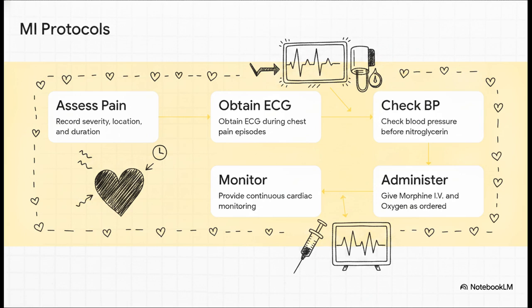Fourth, administer IV morphine and supplemental oxygen as ordered. That's going to decrease the heart's workload and help manage that severe pain. And finally, get them on continuous cardiac monitoring so you can catch any lethal arrhythmias the second they start.